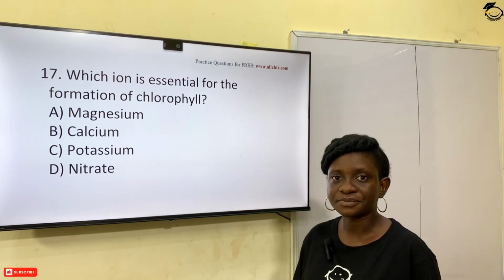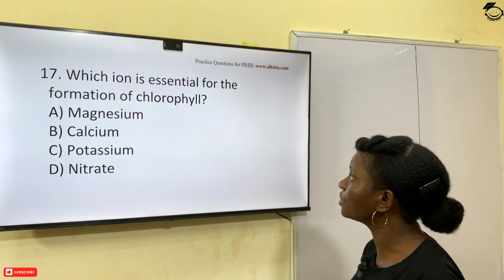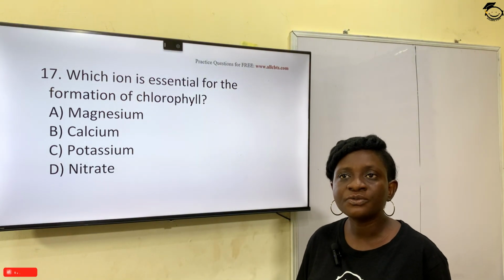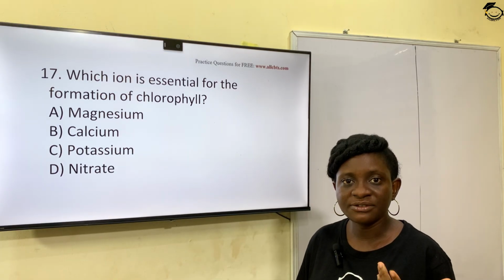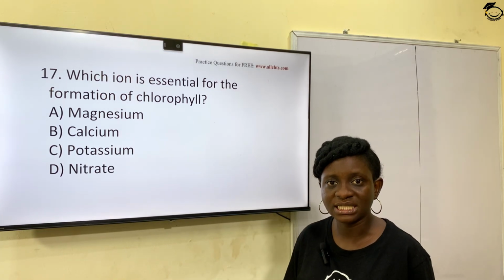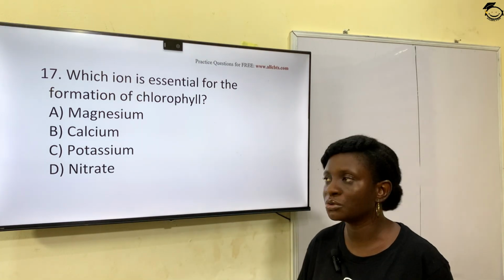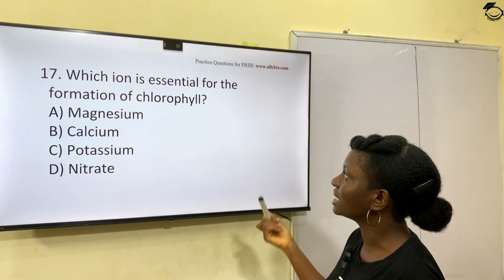Question 17. Which ion is essential for formation of chlorophyll? Chlorophyll determines leaf pigments. It's found in leaf pigments, that green pigment. So that's the presence of chlorophyll. But okay, let's look at the options first.